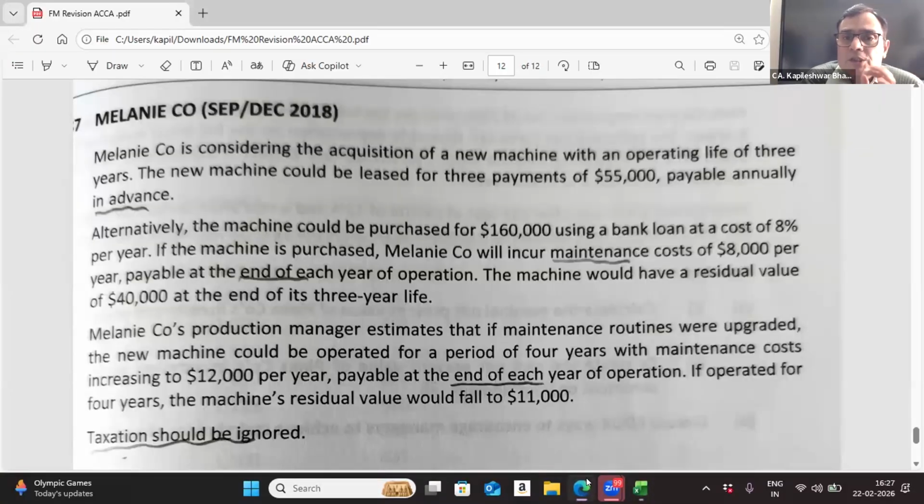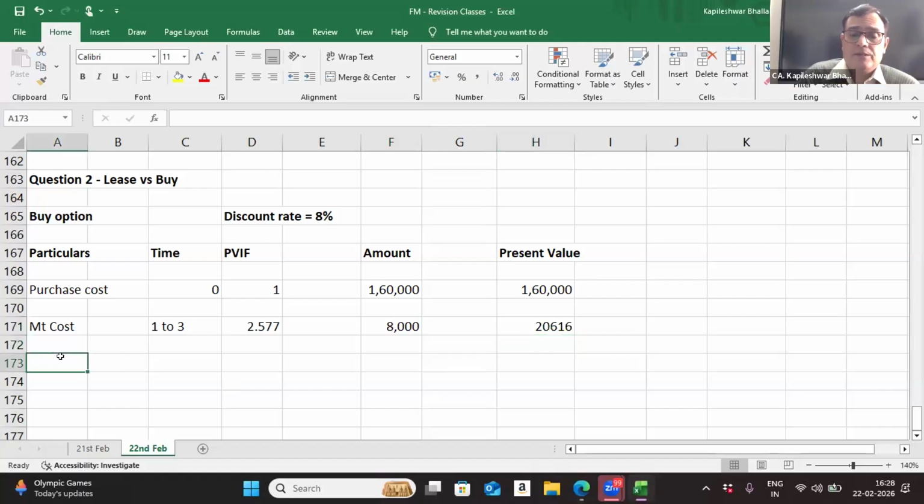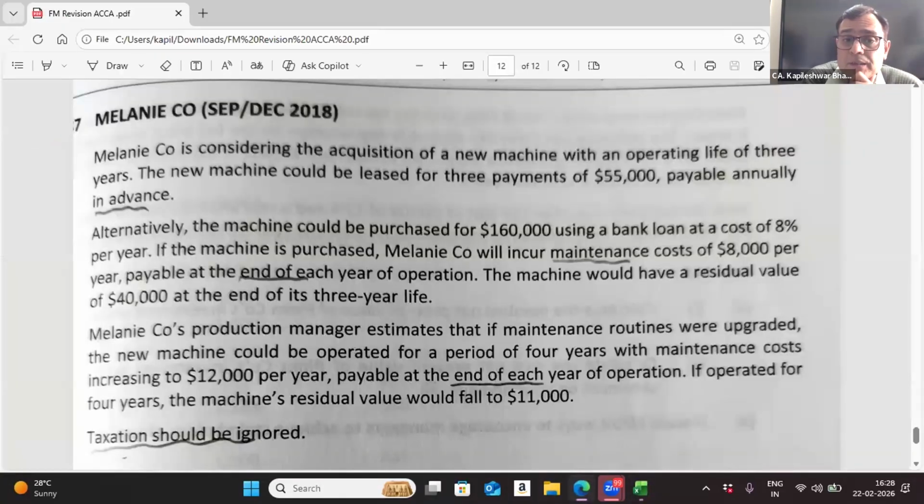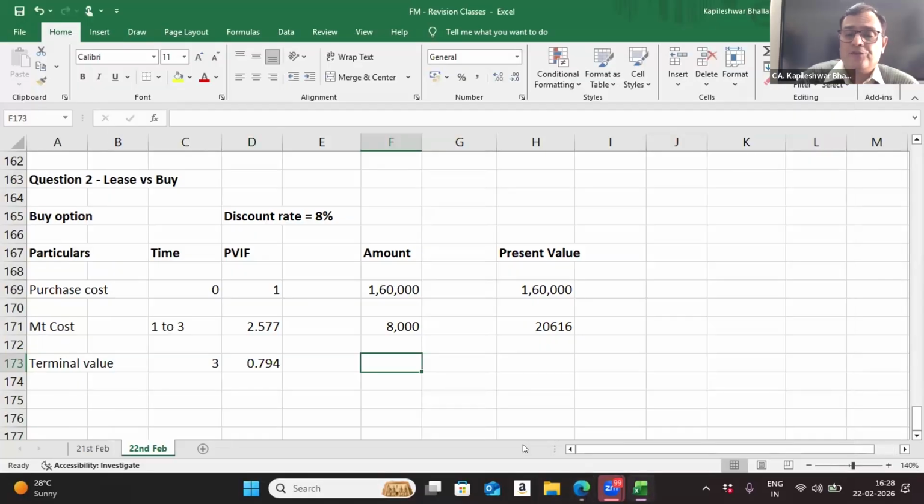And next, I think the purchase cost is done, the maintenance is done, and then there is an inflow, which is the terminal value at the end of 3 years. So there is a terminal value. This is at the end of third year. So P factor at the end of third year is, I think, 0.794. And this is going to be inflow, so we'll take it in the brackets. So we're going to sell the machine at 40,000.